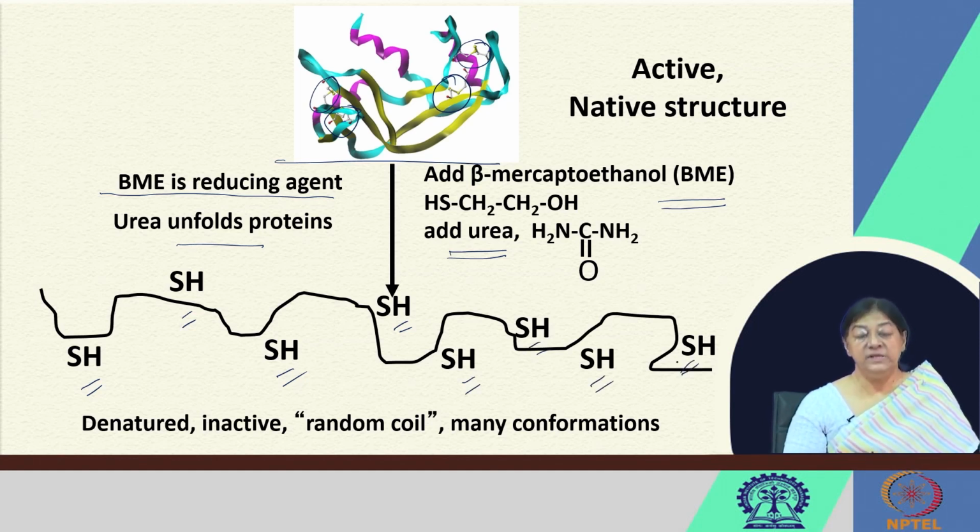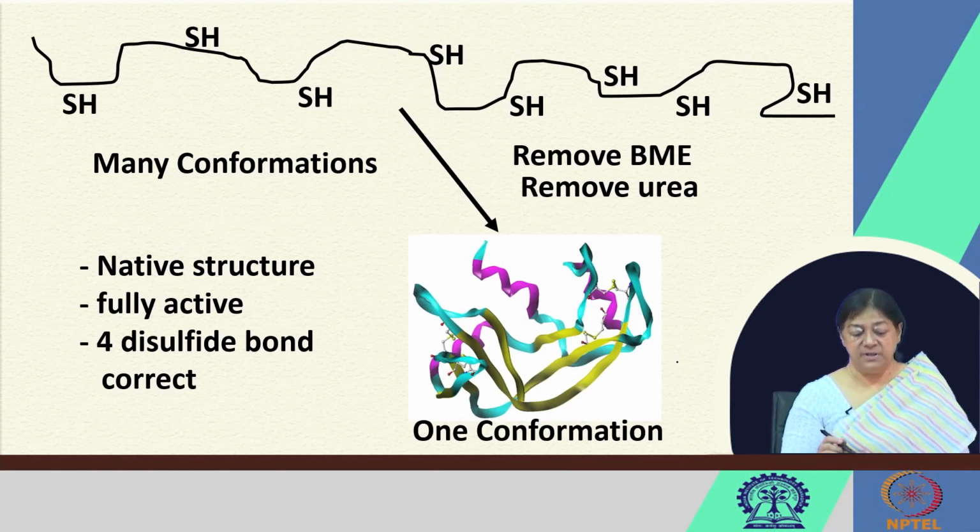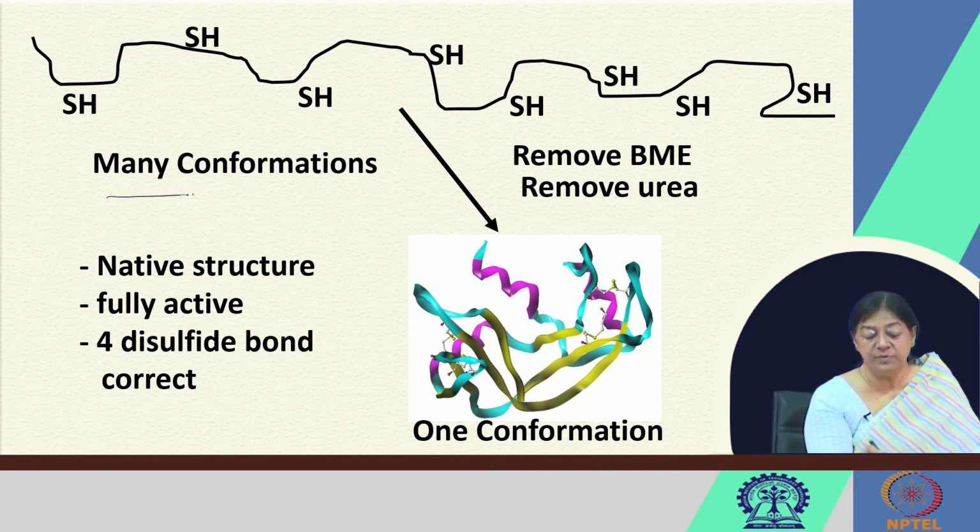Now, the experiment was conducted in a manner that since the SHs were free, they could interact with any other SH to form a different disulfide bond. We had 58 and 110 that formed a specific disulfide bond. 58 now can pair with another cysteine to form a different disulfide bond. So, what was the experiment? The experiment was the many conformations that were possible.